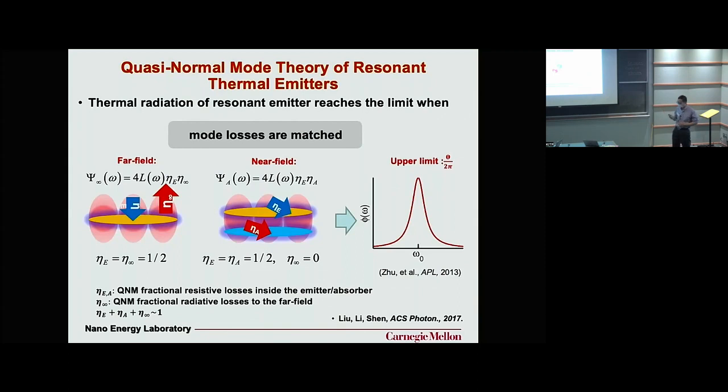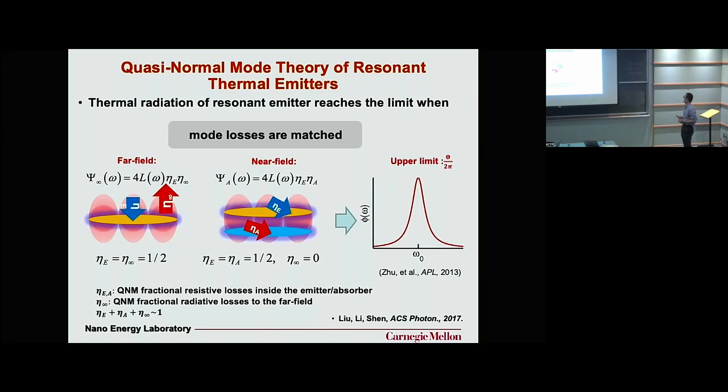One is the resistive mode loss inside the emitter. The other one is the radiative mode loss to the outside surroundings. If you match these two, we can reach the upper limit, the theoretical limit we have for far field radiation. Similarly, for near field thermal radiation between two nanoplasmonic emitters, we can just match the resistive mode loss inside the emitter and the resistive mode loss inside the absorber. In this case, we can achieve the maximum for both cases.